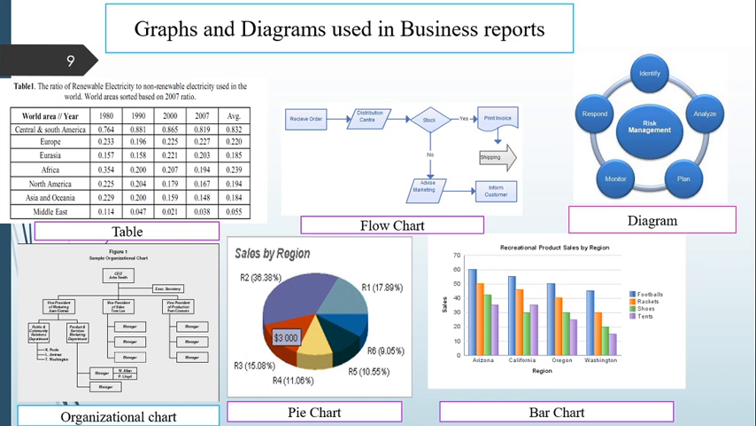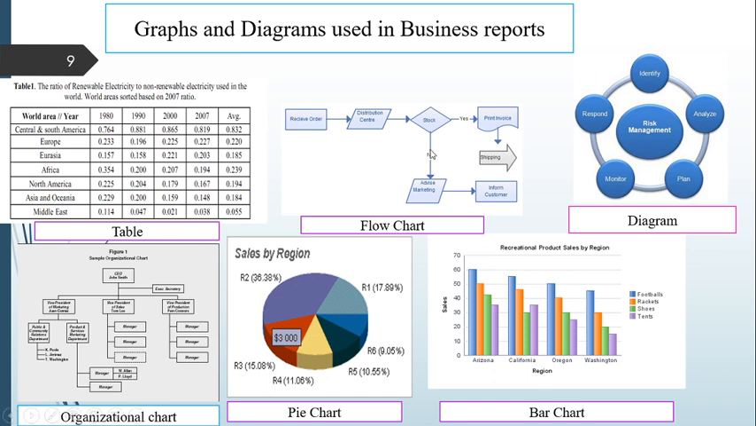Graphs and diagrams in business reports. So the first one here you can see is tables. For which purpose are we using tables? Here you can also see the statistics that we have used in this table. Tables are used to analyze large quantities of data.